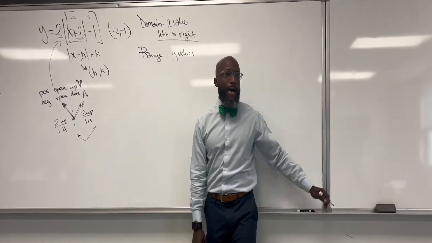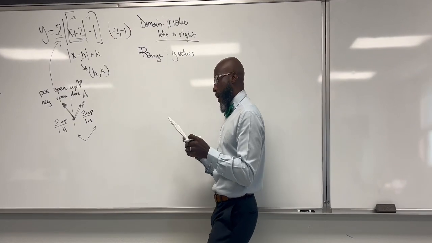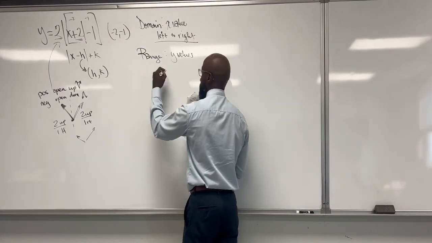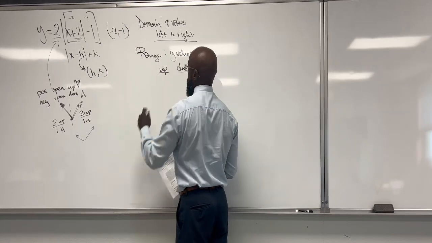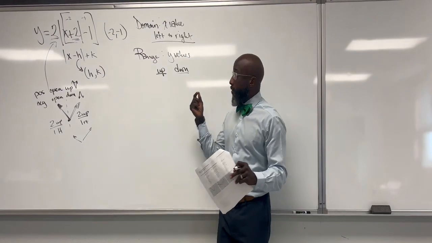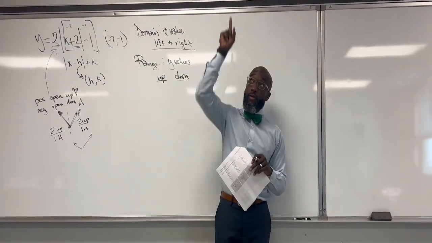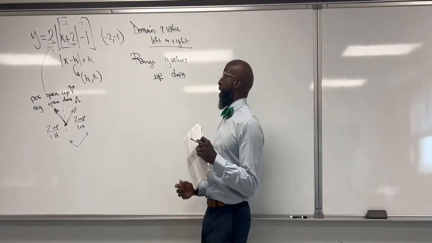Right? That's your y values. And visually, that's how your graph goes up and down. It moves up and down, right? So it's your vertical movements, right? And so visually, from the vertex is how your graph goes up and how your graph goes down, okay?